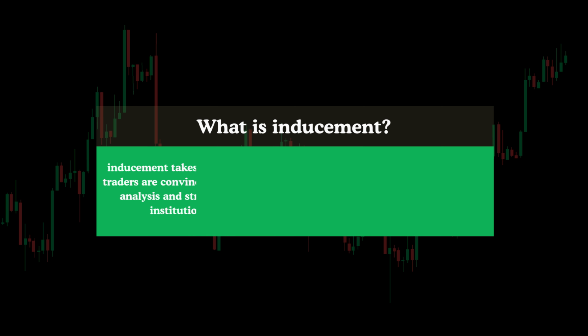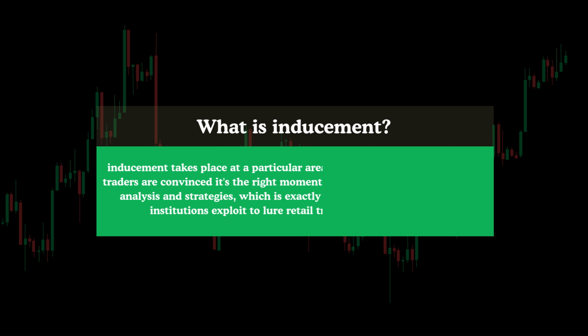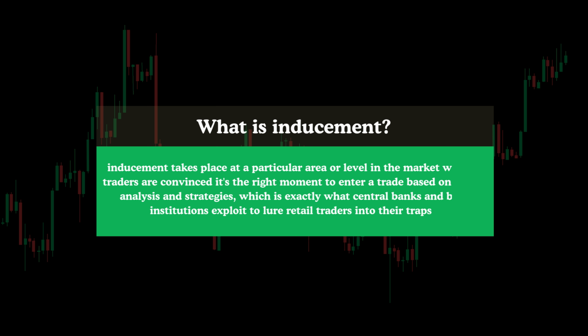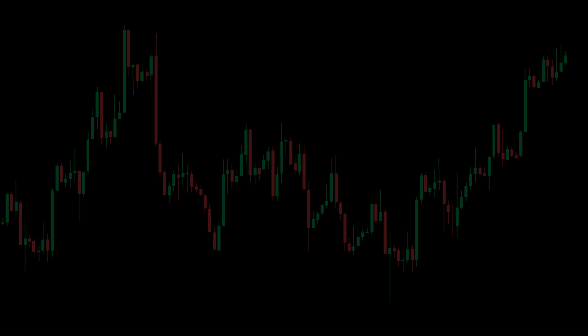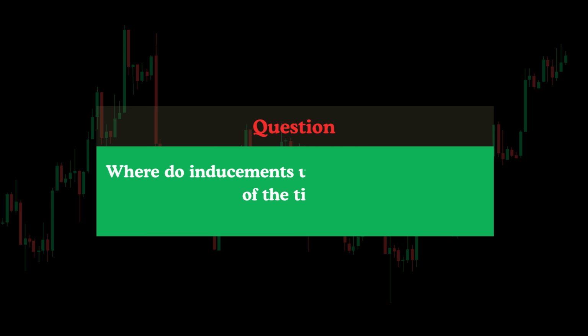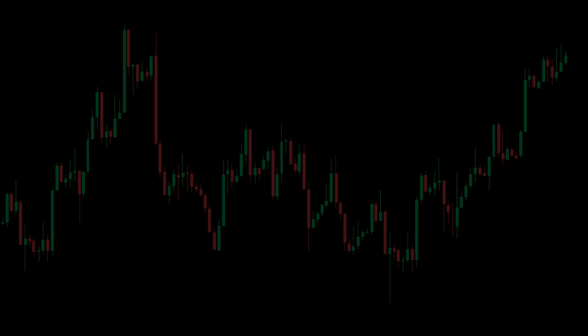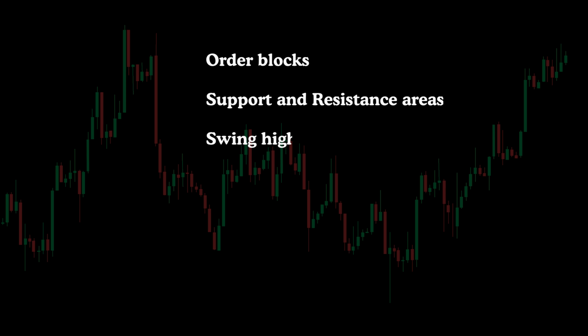Inducement takes place at a particular area or level in the market where traders are convinced it's the right moment to enter a trade based on their analysis and strategies, which is exactly what central banks and big institutions exploit to lure retail traders into their traps. What does that actually mean? Where do inducements usually show up? Most of the time, inducement is found at certain key levels and zones such as order blocks, support and resistance areas, swing highs and swing lows, and the long trend lines.